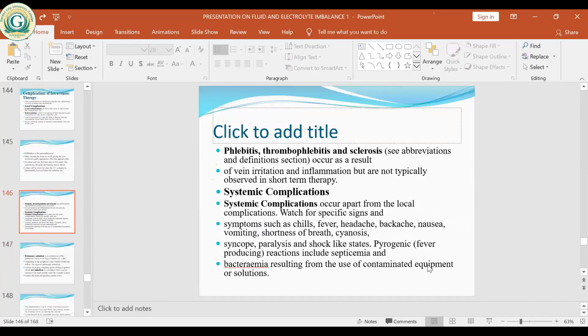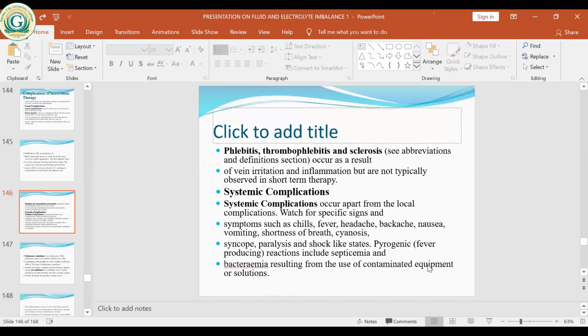Then phlebitis, thrombophlebitis, and sclerosis. These occur as a result of vein irritation and inflammation, but are not typically observed in short-term therapy. In a short-term therapy, like when we are receiving an infusion to recover and go home, you don't observe phlebitis. It occurs in very long-term therapy, with the patient being on the ward for a week, two, three weeks, and thereafter. So you can see phlebitis happening.